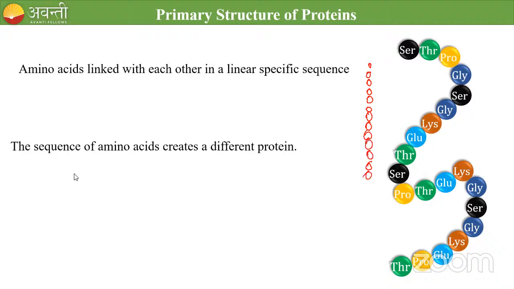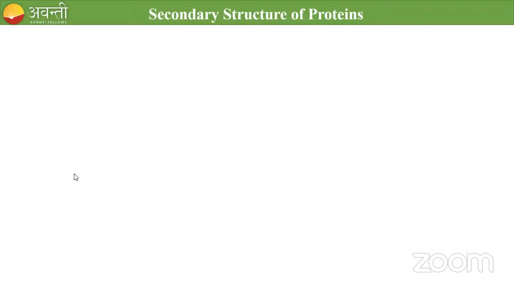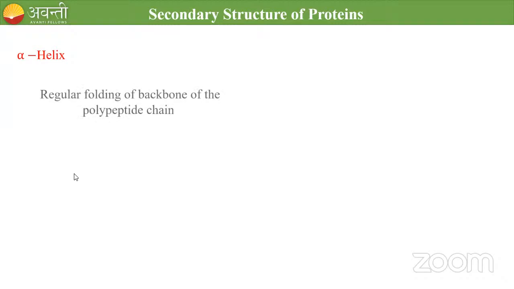Okay, the next is the secondary structure. In secondary structure, we have two classifications: alpha helix and beta pleated sheet. Let us study alpha helix first. Alpha helix is a regular folding of the backbone of the polypeptide chain.